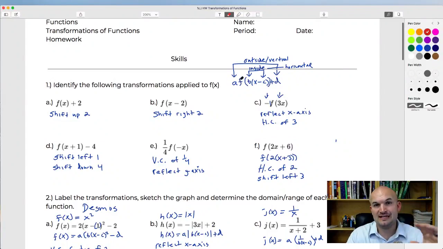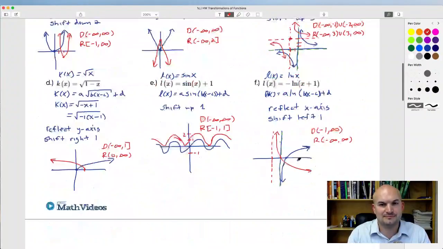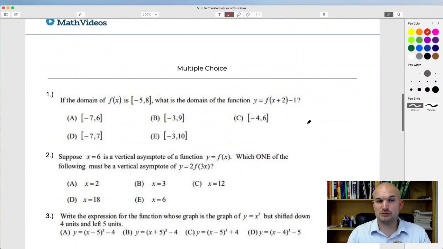If you do not have any transformations A and D, then your range will be unchanged from the parent graph. The inside transformations are going to be affecting your graph horizontally, so they're going to affect the domain. And if you have a function where there are no inside transformations, then your domain is going to remain the same as it was with the parent graph.